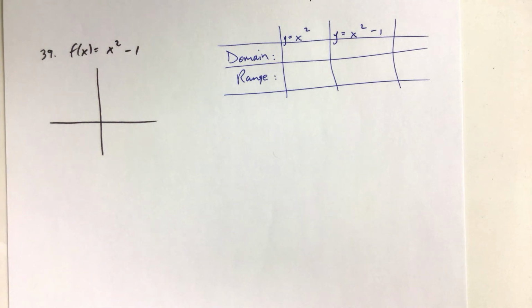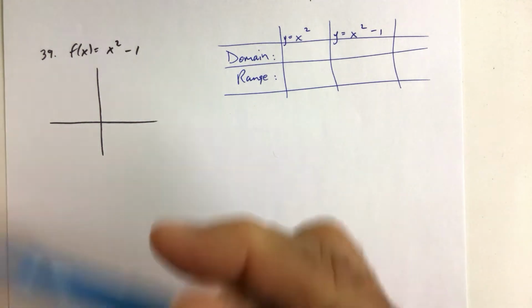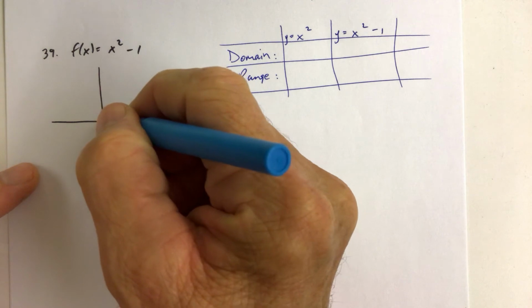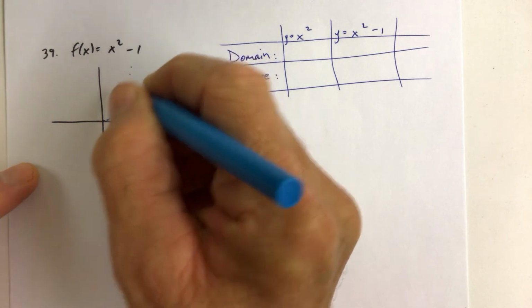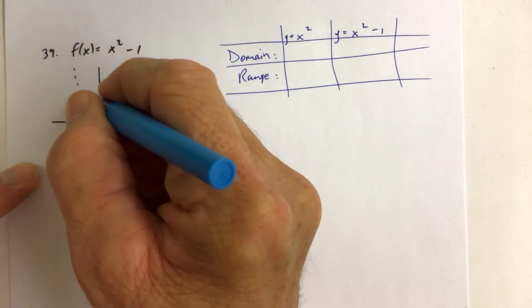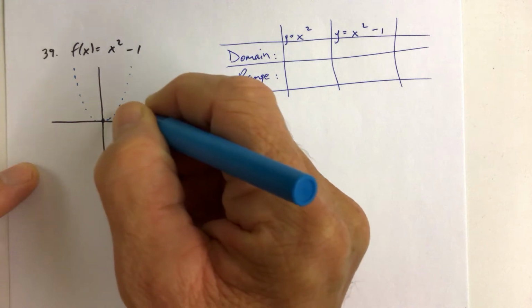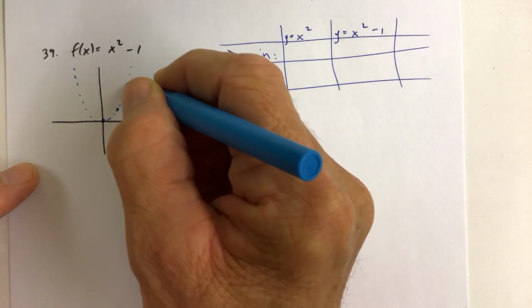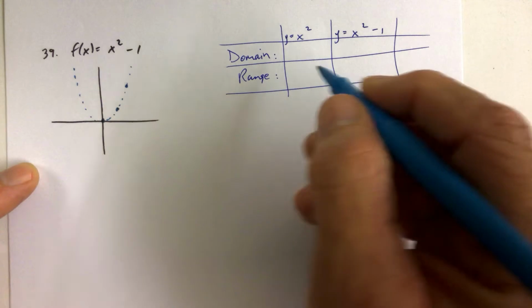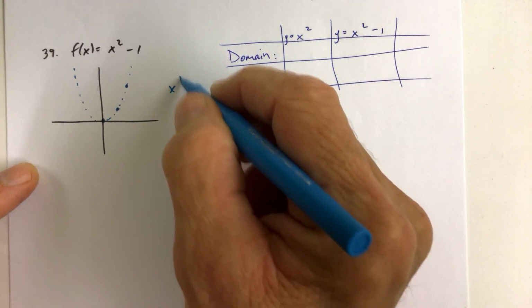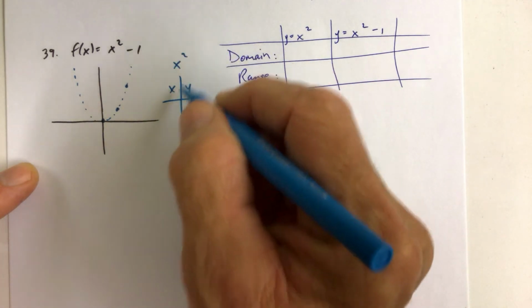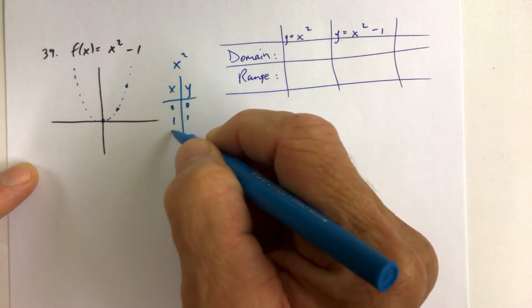And it says to show at least 3 key points, so we're going to go ahead and do that. For x squared minus 1, first of all, x squared is looking like this. So x squared goes through 0, 0, 1, 1, and 2, 4. If we made a little xy chart for y equals x squared: 0, 0, 1, 1, 2, 4.